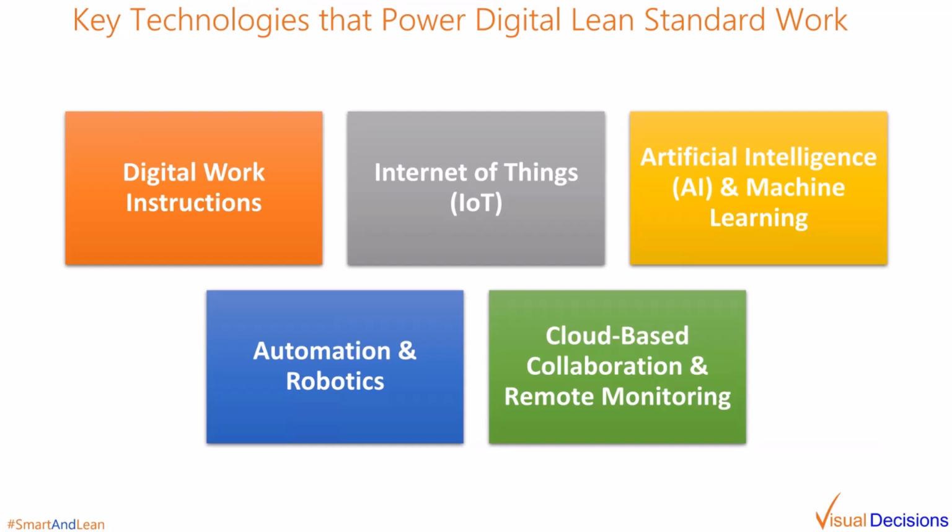So digital lean relies on technology to enhance those lean principles, and here are some key enablers. Digital work instructions, most relevant to our conversation today. Standard work becomes interactive, and operators can follow dynamic step-by-step digital guides instead of printed manuals. And there's a variety of ways to deliver those to the worker, as we'll see in a minute.